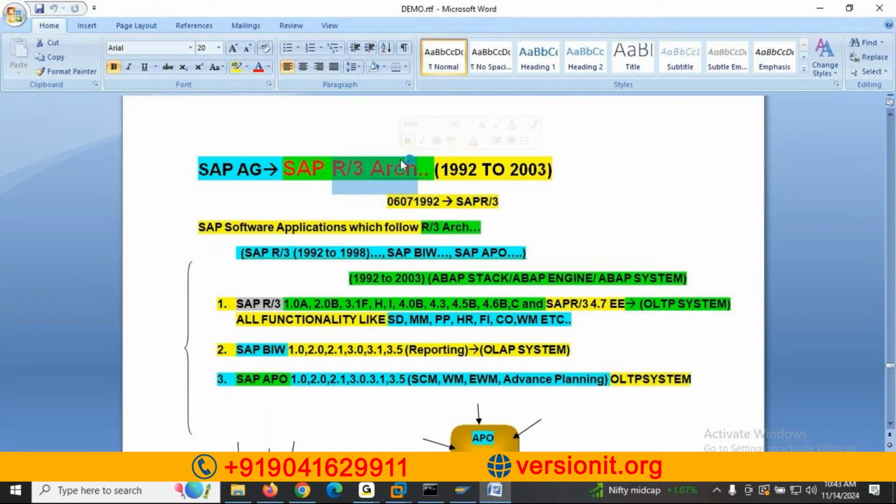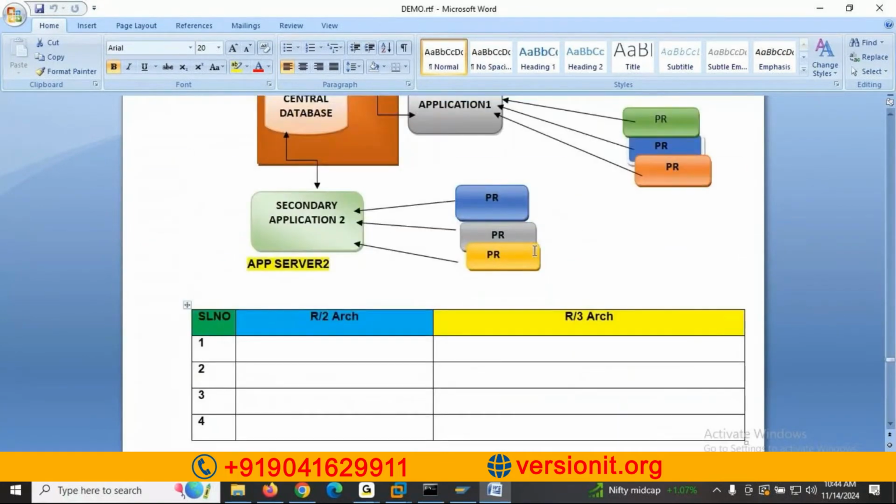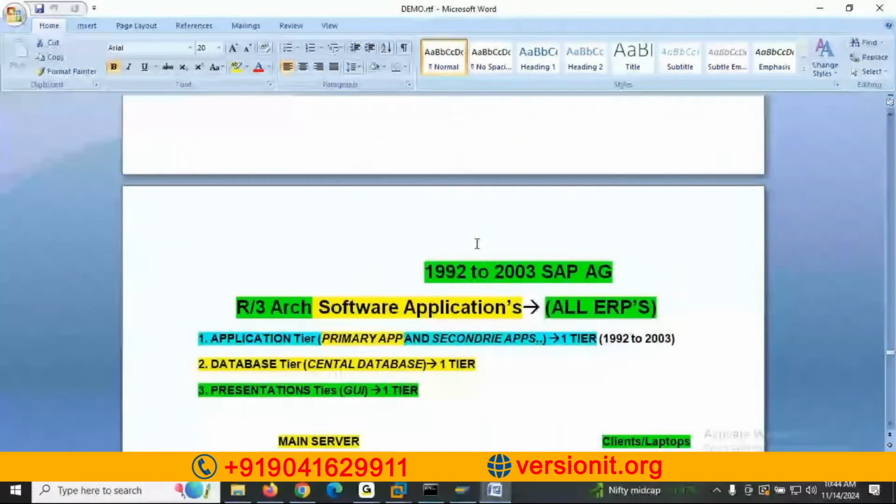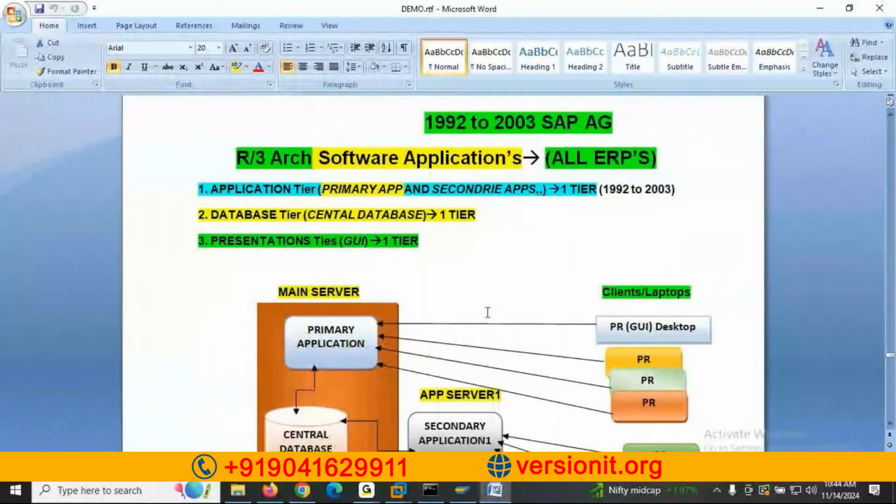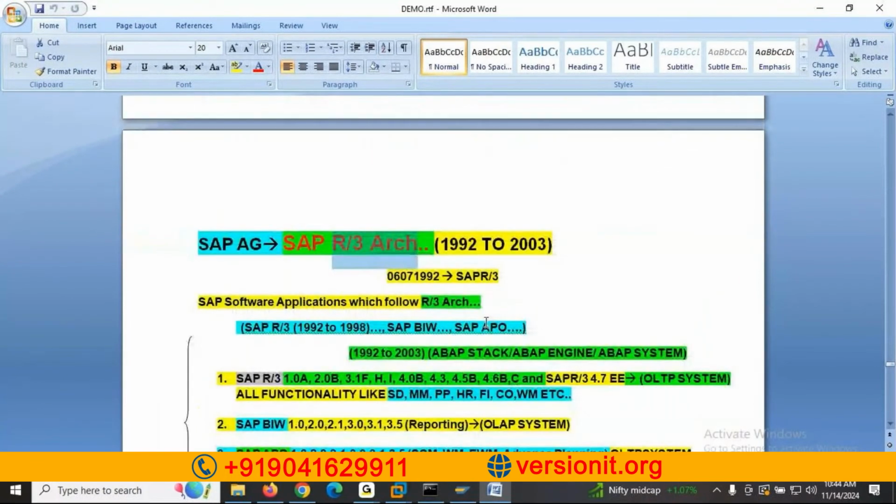Where R stands for real time or runtime, and 3 stands for 3-tier architecture. Okay.